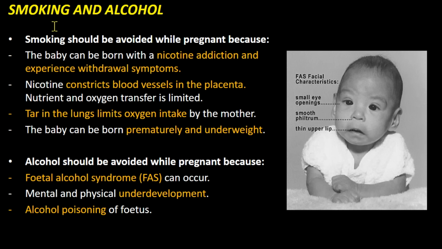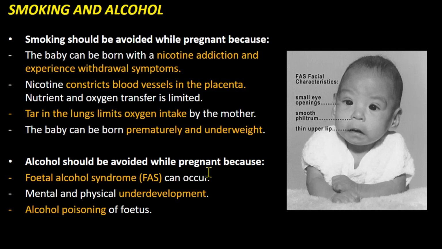So what are the effects of smoking and alcohol while pregnant? Well, of course, these should be avoided because, in terms of smoking, the baby can be born with a nicotine addiction and can experience withdrawal symptoms, even though the baby wouldn't even know what a cigarette is. Nicotine also constricts blood vessels in the placenta. This means that any nutrient and oxygen transfer to the fetus would be limited. And, of course, this could lead to the baby being born prematurely and underweight. The tar in the lungs would limit oxygen intake by the mother, and of course the fetus's cells would not respire properly.